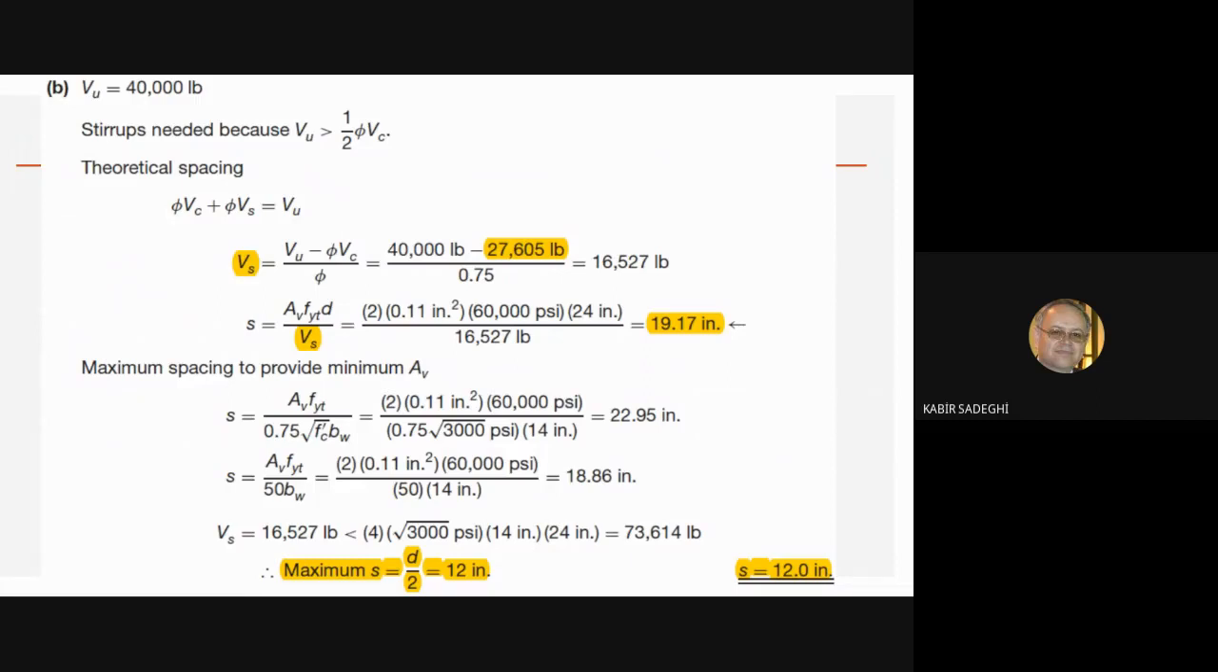In part B, we see VU equals 40,000 psi. We should calculate again 1 over 2 phi VC and compare this VU with that one. In exam, if I give one part, you should calculate again VC. Here we use it from the previous part, but in exam you cannot.